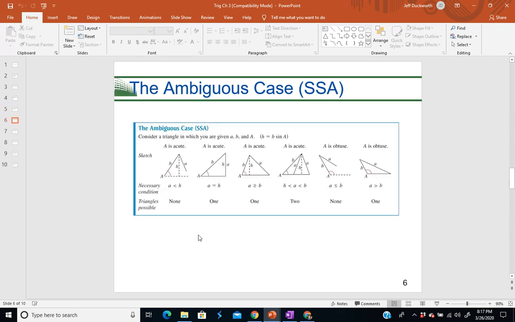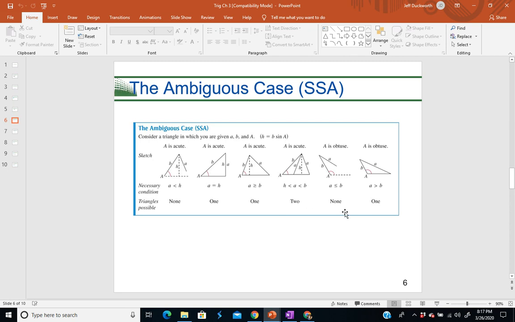Now here's a list of the values of a and b, and what would be h, the height of said triangle, and how many solutions you are going to have. So the first one, where we would have no solutions, is if the length of a is less than the length of b in this acute triangle. We'll have no triangles possible for that.